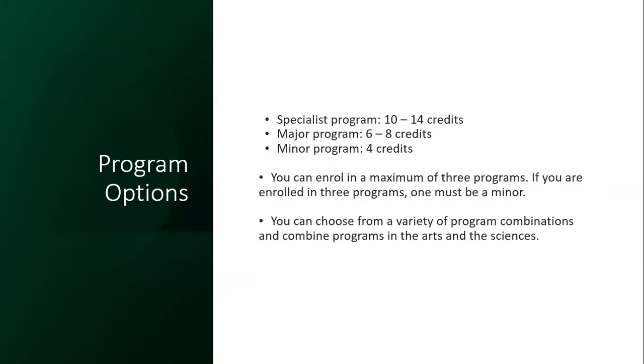Okay. So next we're going to talk about the different program options that I just mentioned. So we have specialist programs and this entails between 10 to 14 credits. Specialists tend to offer the deepest and most extensive study of the subject matter in question and almost always represent the key area of degree studies. They tend to cover a large breadth of knowledge. Different when you compare that to the major, it has fewer credits, that is between 6 to 8 credits.